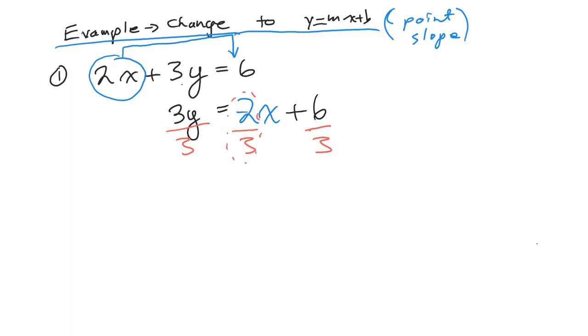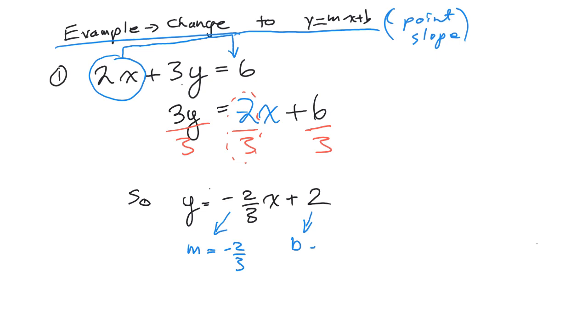So now, when we end up with our final equation, y is equal to negative 2 over 3 x. Well, 6 divided by 3 gives us 2. And now I could tell you right away that the slope, m, is negative 2 over 3, and our y-intercept, b, is equal to 2.